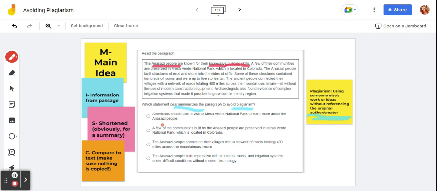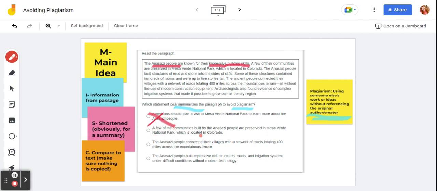So the first one, Americans should plan a visit to Mesa Verde National Park. Does anything in this paragraph and the main idea have to do with Americans visiting there? Absolutely not. So I can go ahead and get rid of that, because there is nothing in the information in this paragraph that says Americans should visit. I mean, that'd be cool. I think you should, but that's not the answer.